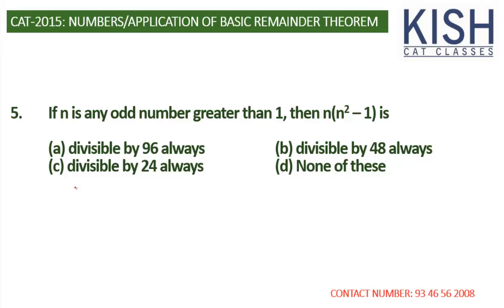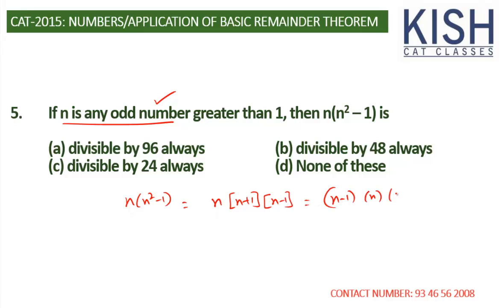If n is any odd number greater than 1, then n into n square minus 1. Look at this one. Again, this is a very variable based question, very simple one. N is any odd number, so the condition here is odd number greater than 1. So n into n square minus 1 can be written as n into n plus 1 into n minus 1. So n minus 1 is the first term, second term is n, third one is n plus 1. So these are 3 consecutive numbers.